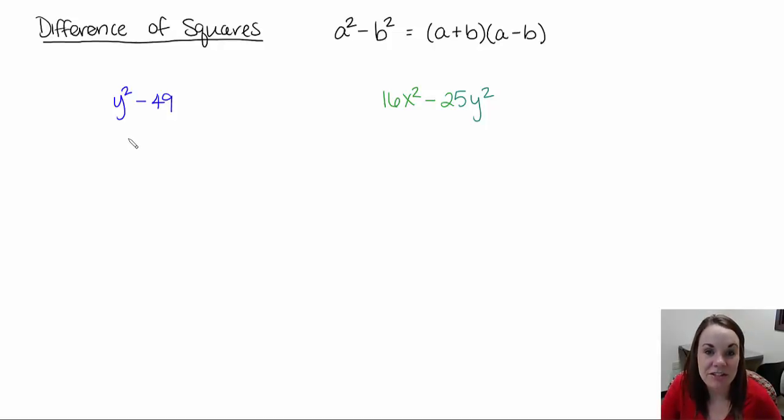Today we're going to learn about the difference of squares. Well, difference of squares follows this format. Whenever you see an a squared minus b squared, that can be factored into a plus b times a minus b. So I'm going to walk you through two different examples here.